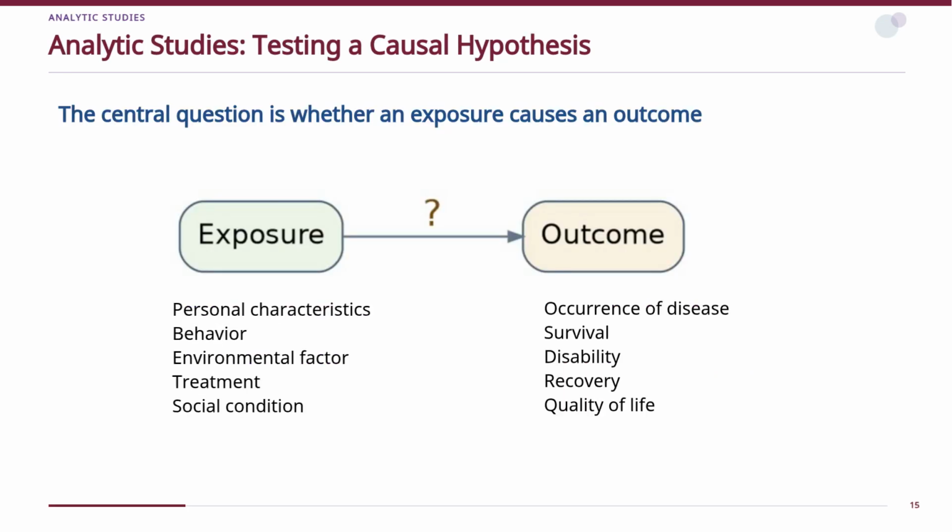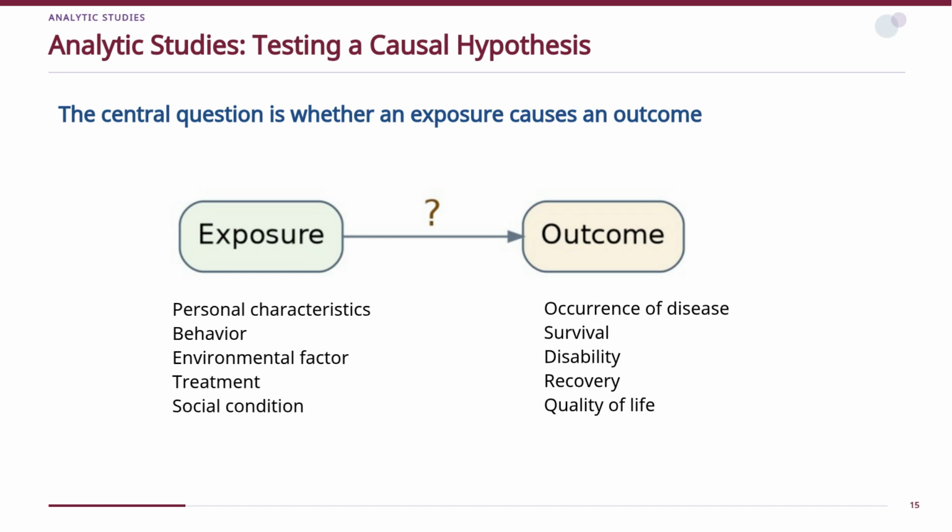An analytic study is designed to test a hypothesis. The main question is often, does a particular exposure cause a particular outcome? Here, exposure is a broad term. It may be a personal characteristic, a behavior, an environmental factor, a treatment, a social condition, or any other factor that may influence health. Exposure may also be called a risk factor, putative cause, independent variable, or predictor.